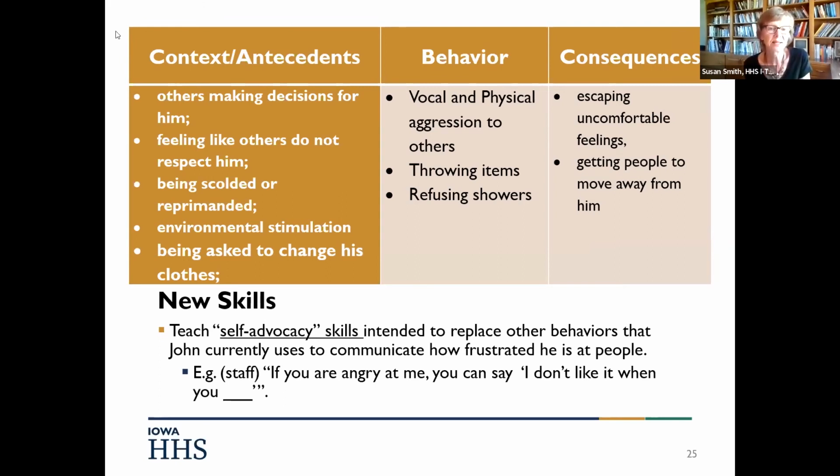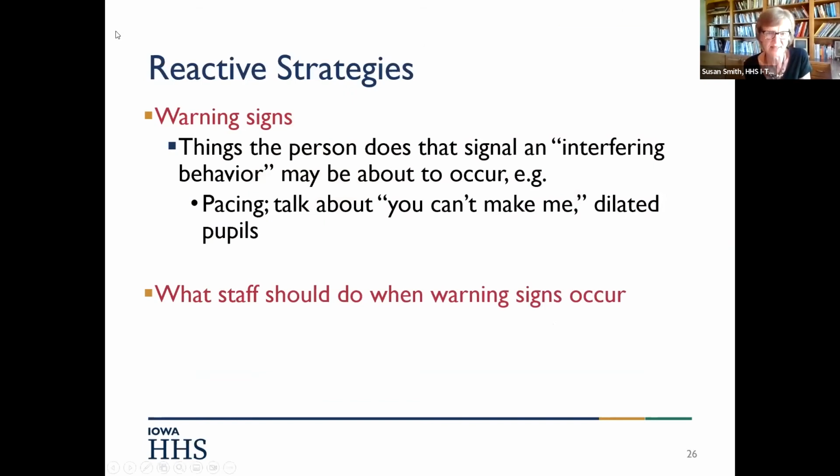While we've been talking about proactive strategies, we're going to shift gears here. Proactive strategies are the ones that happen before a behavior has occurred. Now, when we talk about reactive strategies, we're talking about things we can do once we see that the behavior has occurred, or even when there's an early warning sign. These are things the person does that signal that one of these behaviors may be about to occur.